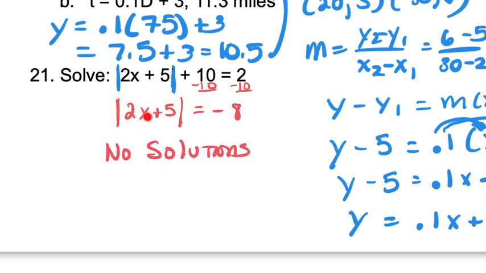Doesn't mean you can't have a negative number inside here. Like this could all end up equaling an 8, but then the absolute value of 8 is not -8. And if all this stuff in here equals -8, that's fine. But the absolute value of -8 is not -8. It's just 8. So no solutions for that problem.